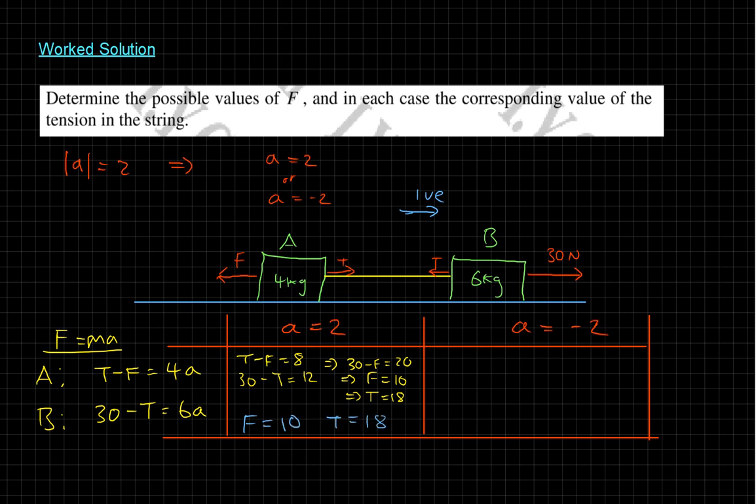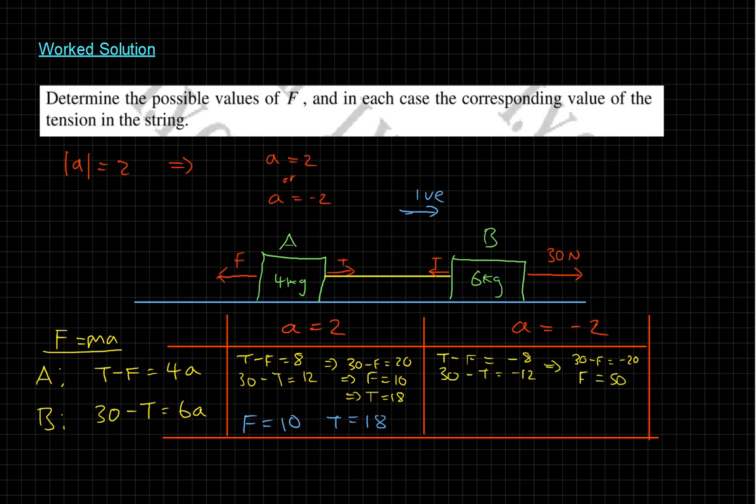And in the other scenario, we've got almost the same equations except different acceleration. T minus F equals -8, and 30 minus T equals -12. So let's add them together again. We'll get 30 minus F equals -20. Is it -20? Have I jumped the gun there? No, that should be fine. F equals 50.